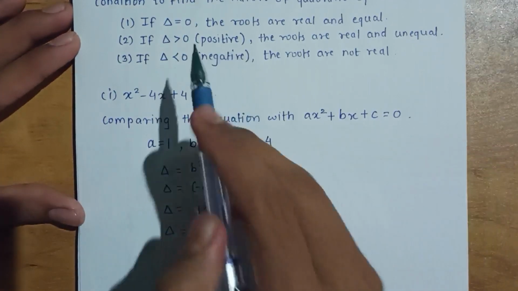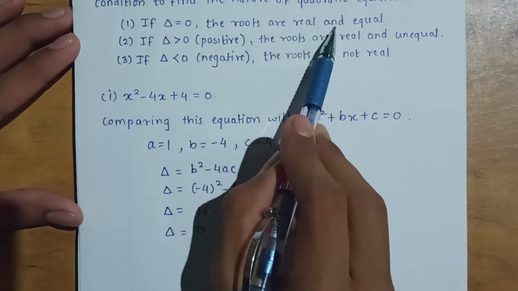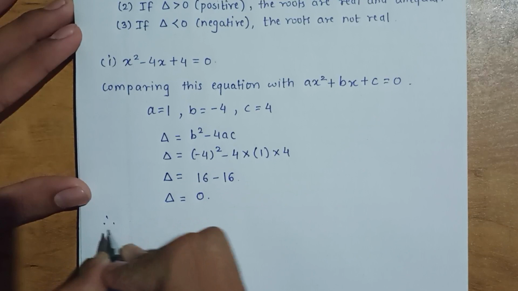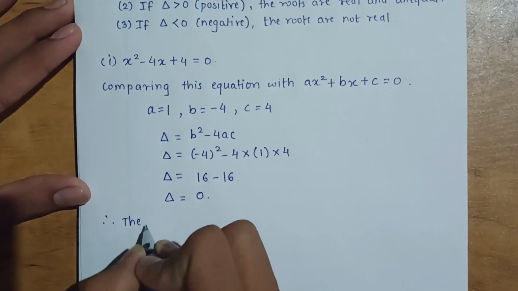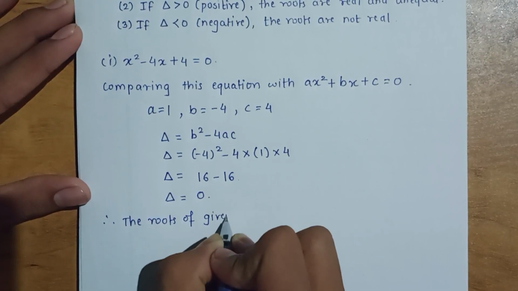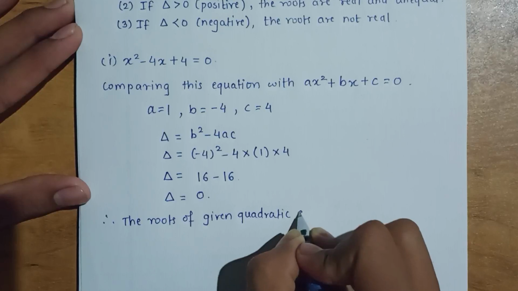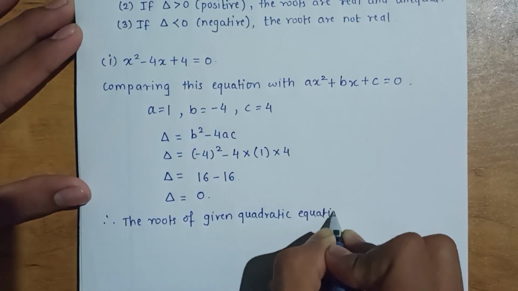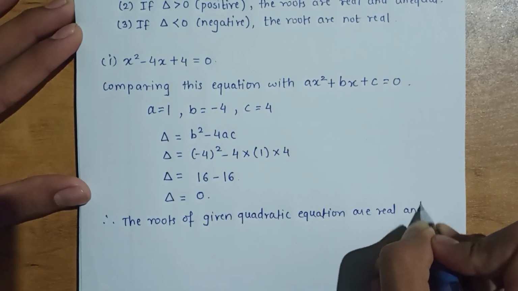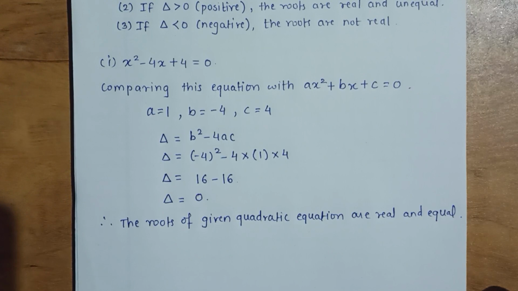Now if delta equals 0, what is the condition? We will see the first condition. If delta equals 0, the roots are real and equal. So we will write the final statement as: therefore the roots of the given quadratic equation are real and equal. So we have done with our first sum.